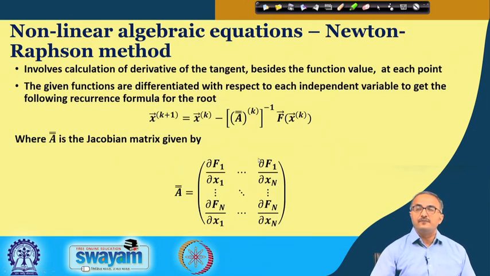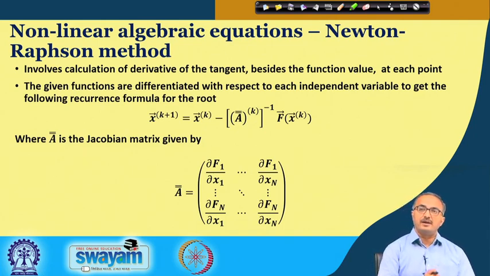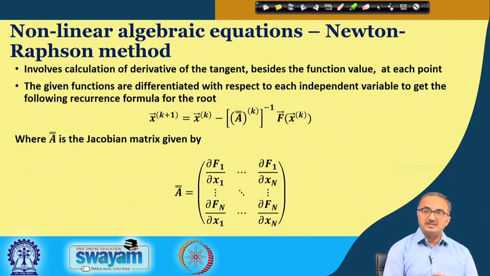Next, we come to a very common and popular method, that is the Newton-Raphson method. It is very common because it has very fast convergence, and it involves calculation of the derivative, or tangent, besides the function values. So far we have only been talking about function values, but in Newton-Raphson, for the first time, we have to find the derivative to get the tangent.